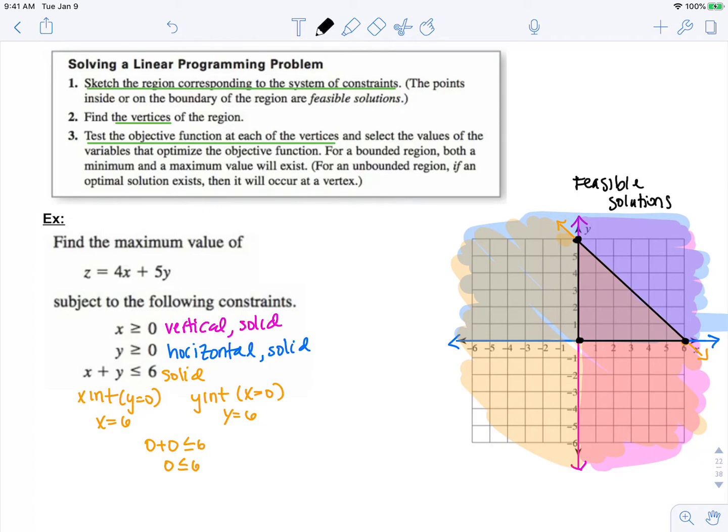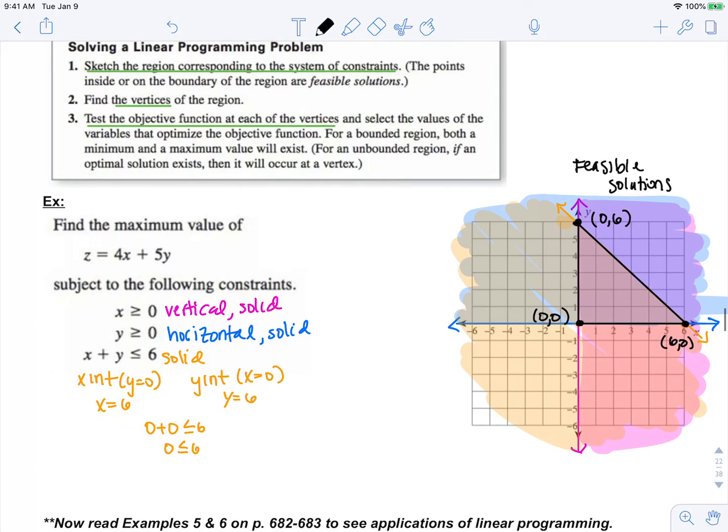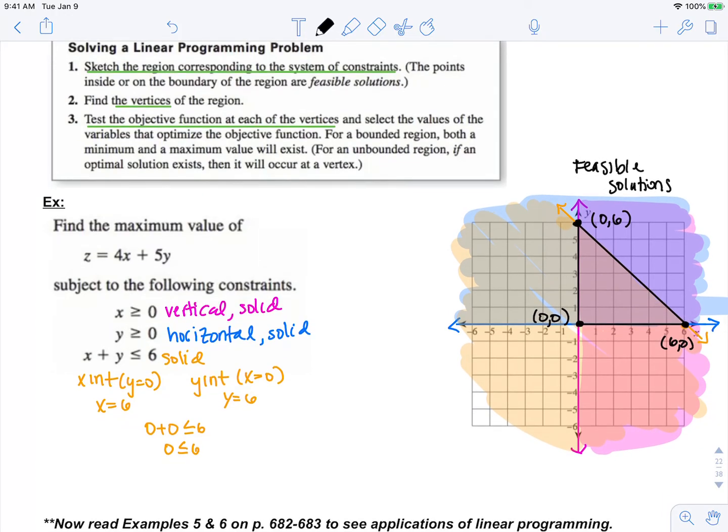Step 2, we need to find the vertices of that region. Well, my first vertex is here, 0, 0. My next vertex is 6, 0. And my third vertex is 0, 6. So those are our vertices. So now I need to check my objective function at each of those vertices.